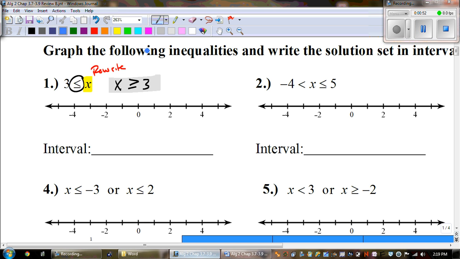Okay, now let's go ahead and graph this. Remember, when the line is underneath it, we have to close at 3, and it's greater than, so we shade to the right. Now, as I write that in interval notation, our graph starts at 3 and it's closed, and it goes to positive infinity.